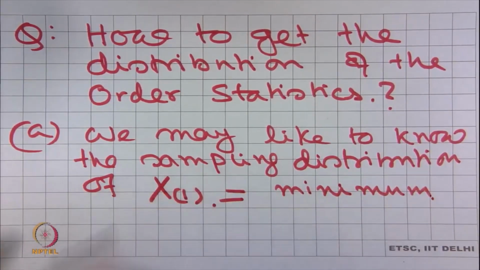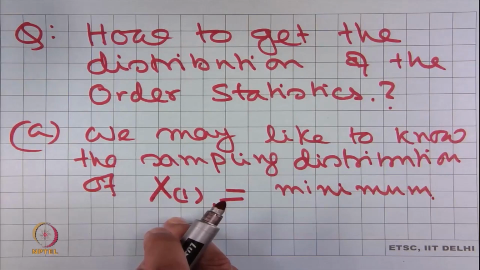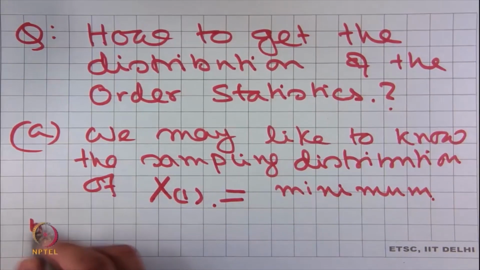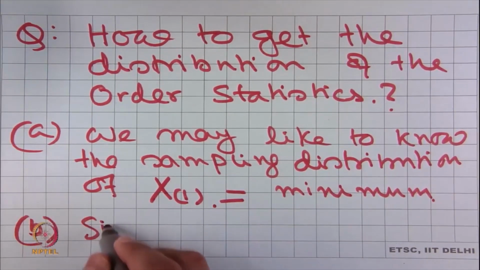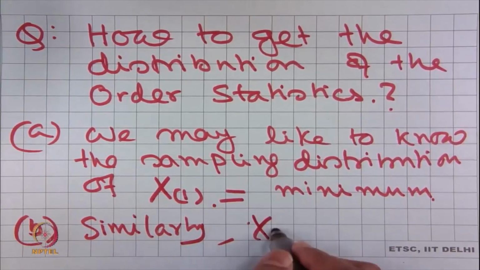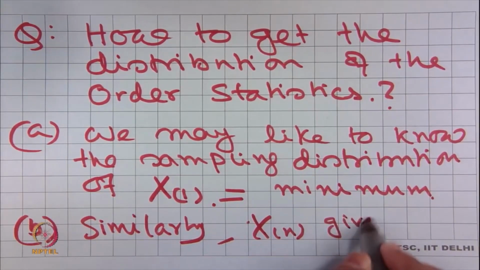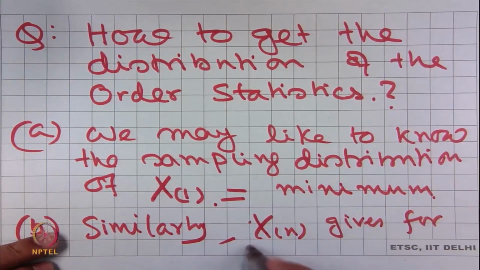Therefore, if we get the distribution of X1, the first order statistic, then we can infer about the distribution of the minimum of the sample. Similarly, Xn gives the distribution for the maximum.